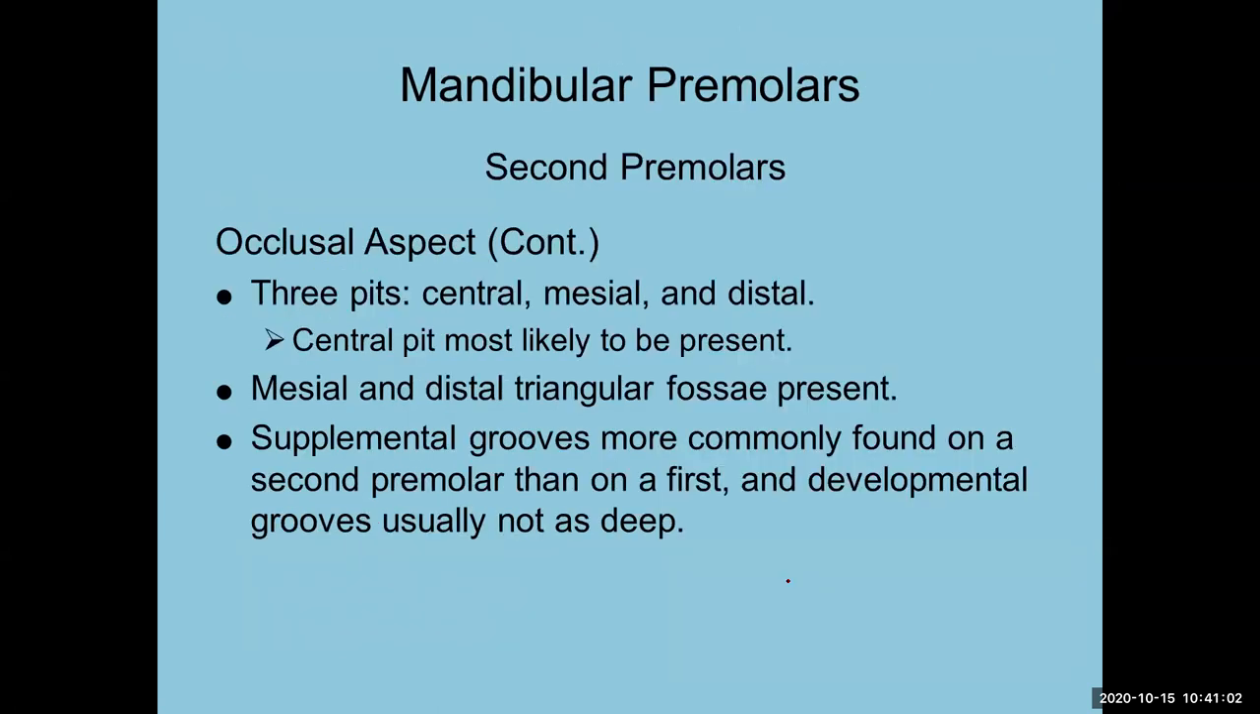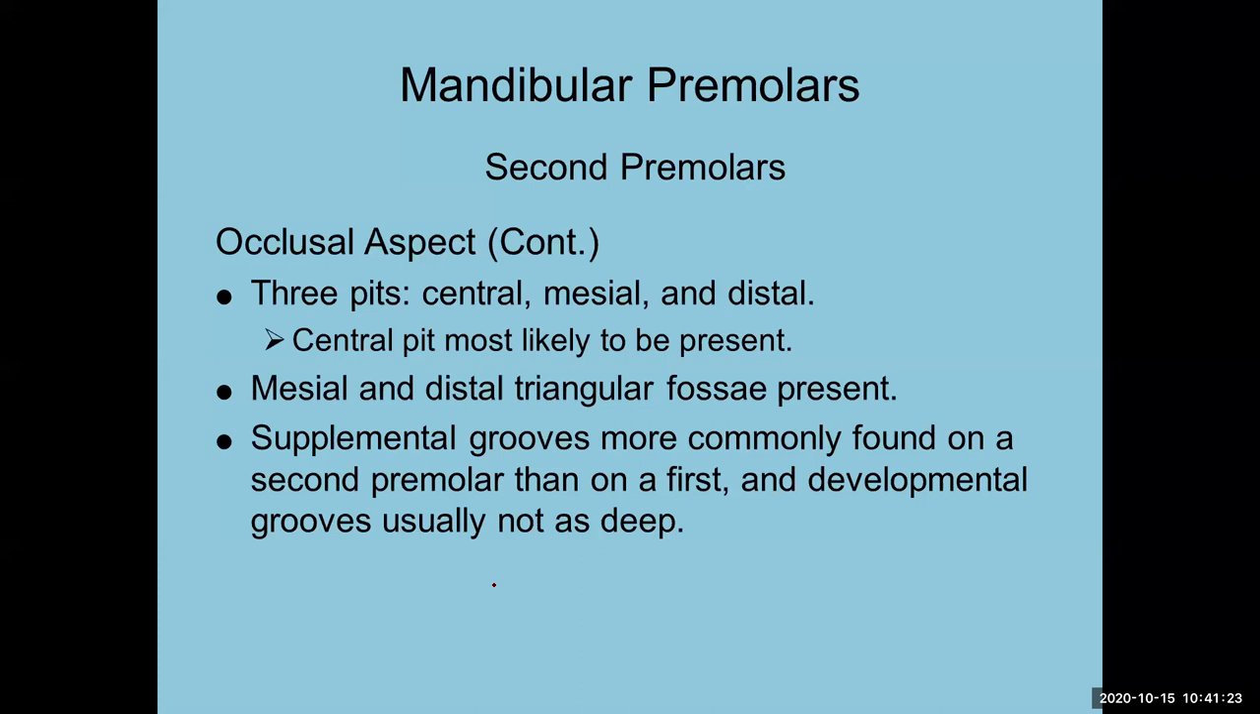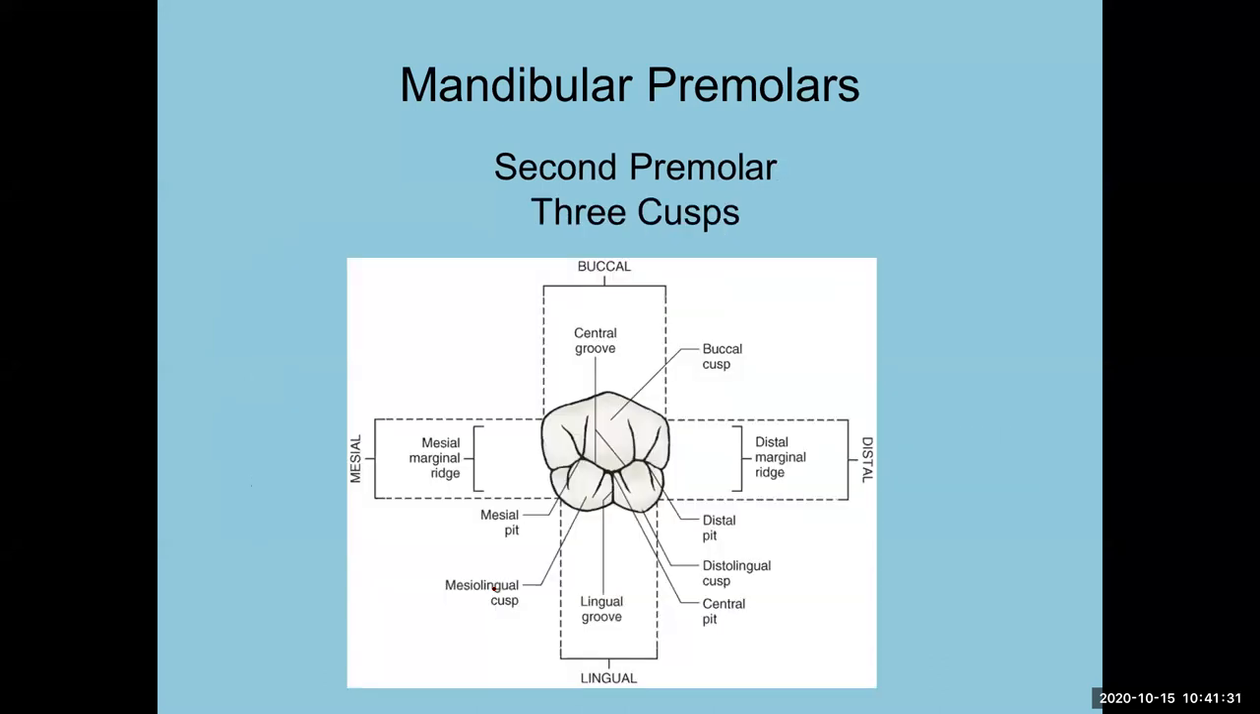You have pits. The central pit is most likely to be present. This is a mesial occlusal pit, a central pit, and a distal pit, mesial pit. Do they warrant sealants? Absolutely. A very shapely tooth.